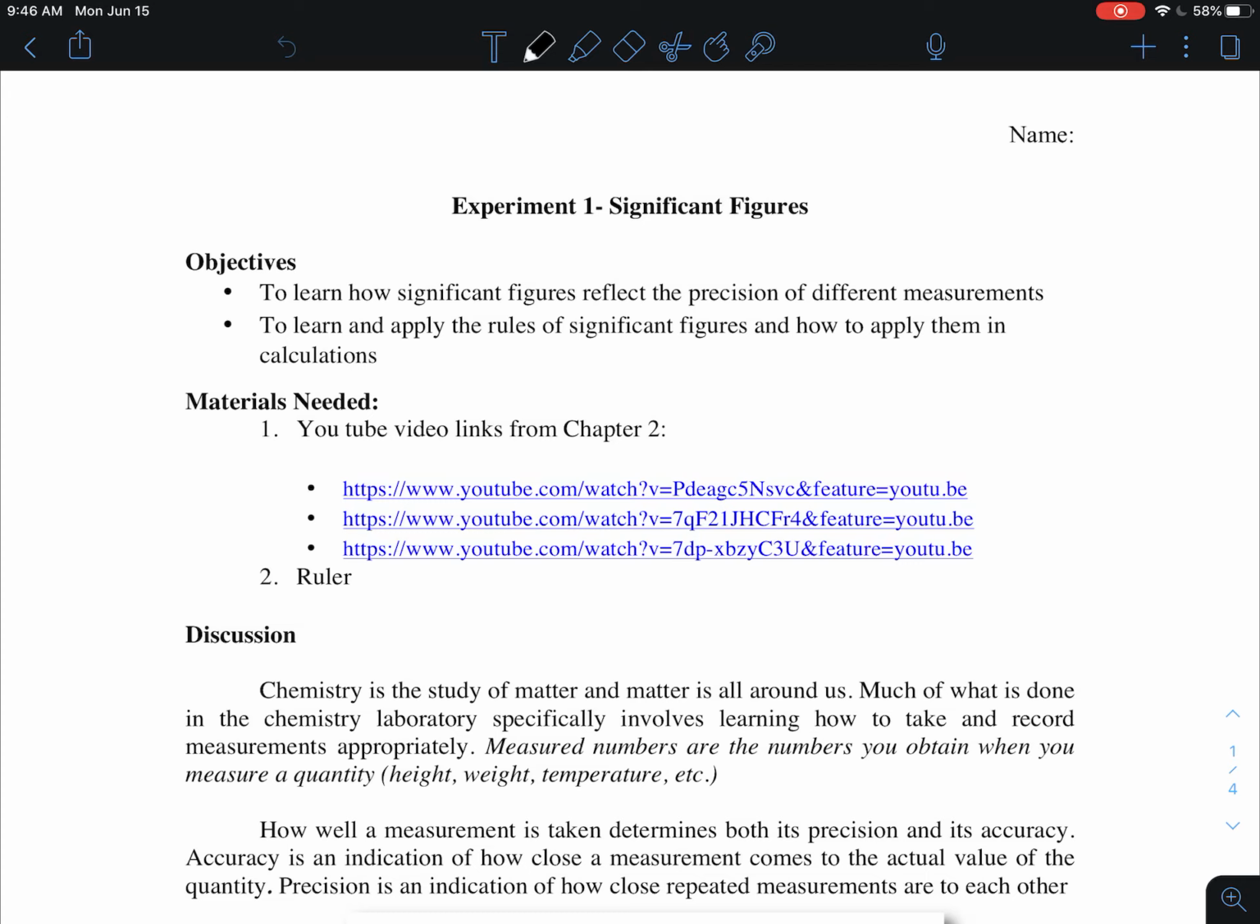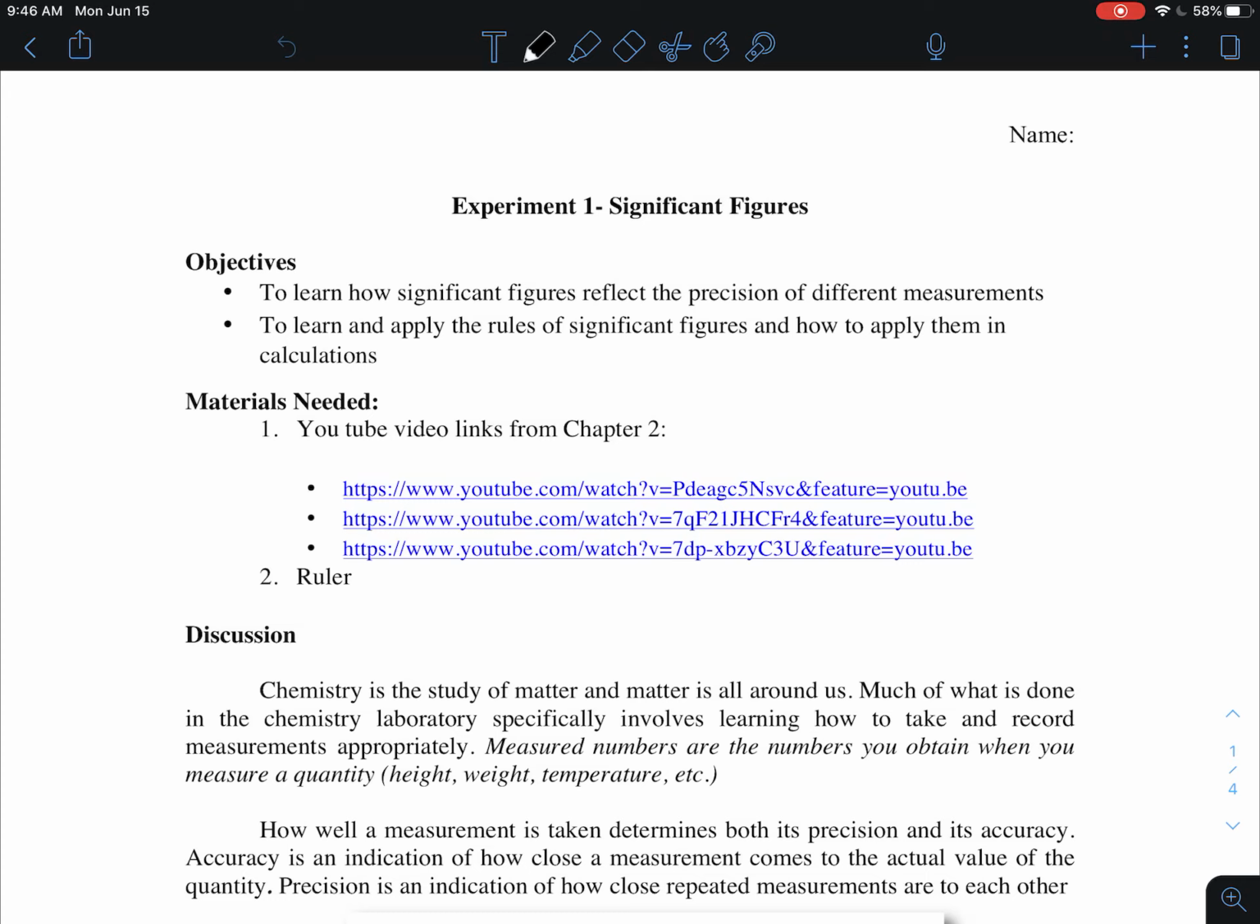What you'll see every time is you have these objectives, you have these materials that are needed. So then, other than just looking at the links, I would like you to have a ruler if possible. Any kind, it really doesn't matter, just something where you can measure length.